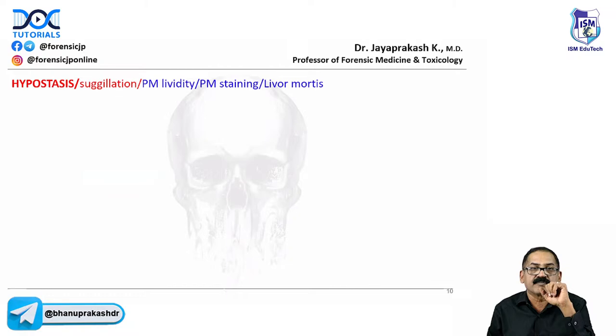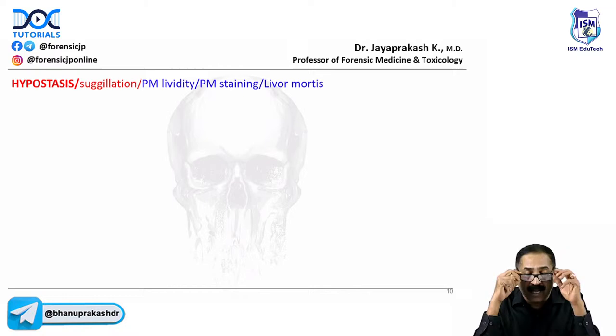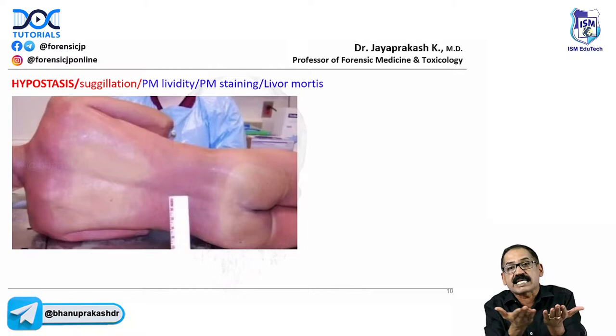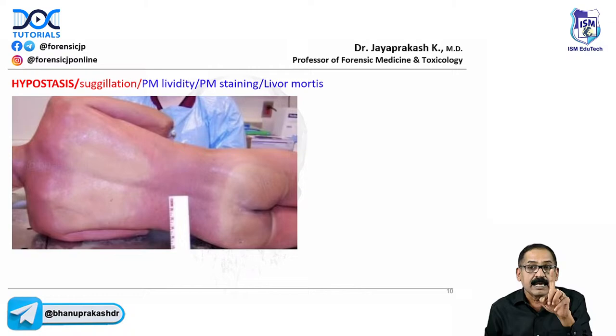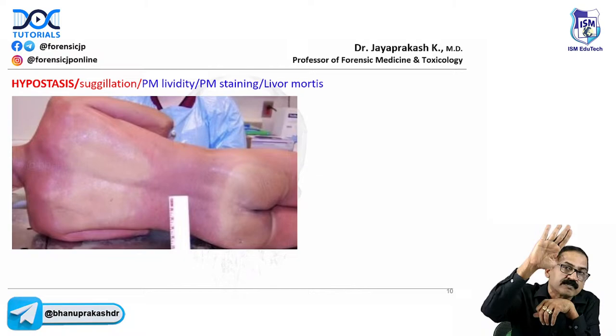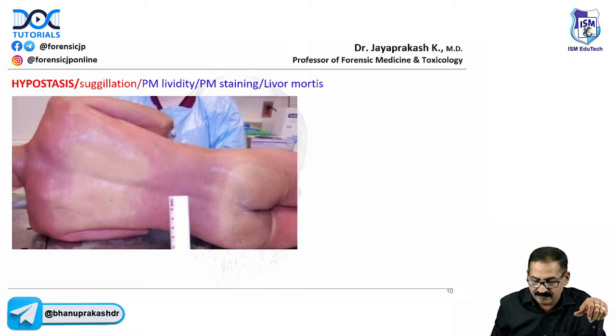Now, coming to the hypostasis. Here, what you have to remember, hypostasis is also known as suggillation. In exams, they always use the word suggillation. Once the person dies, blood flows to the dependent parts of the body and stains the skin as well as viscera on the dependent parts, except on areas where there is pressure between the body and the underlying surface. For example, in this case, you can see the pale area. Normally, pressure areas are occiput, scapular area, back of the arm, buttocks, calf. Those areas are known as areas of contact flattening.